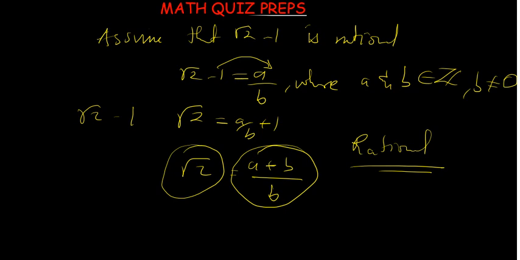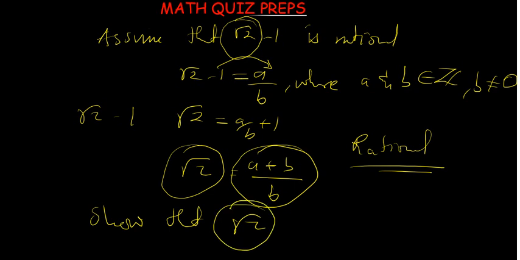Now, please get this well. If you were not already told that root 2 is irrational, first go and show that. So you show that root 2 is irrational. After you have shown that root 2 is irrational, and then you reach this stage, at this stage you are going to say, since root 2, which you already showed is irrational, cannot be equal to this portion, which is rational, then that is contradicting our assumption, and so root 2 minus 1 is irrational.